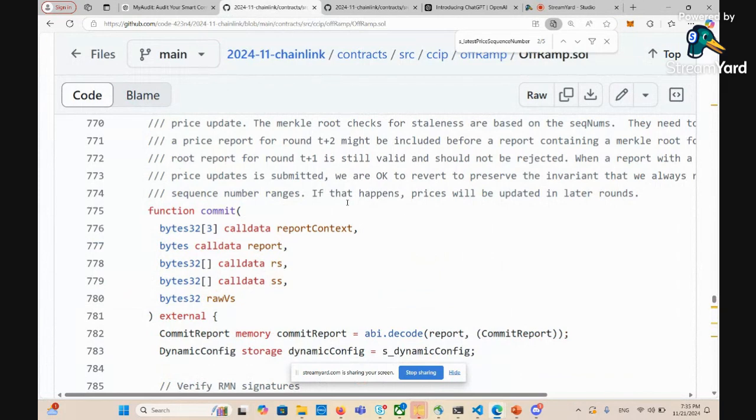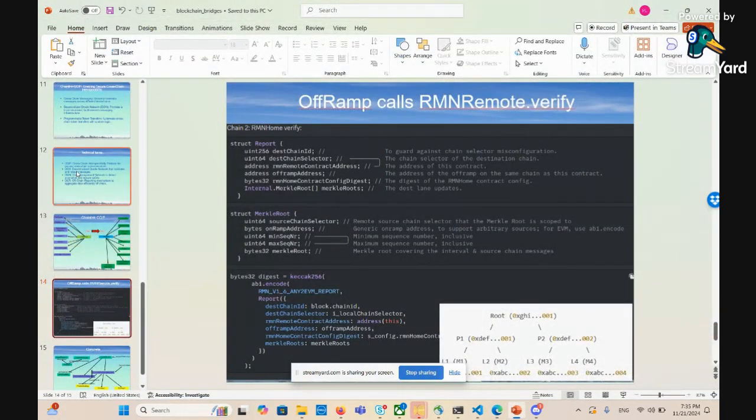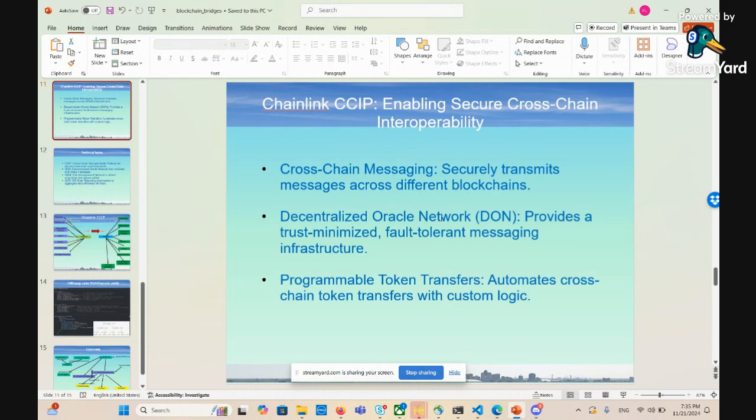Good afternoon, everyone. Today we are going to continue to talk about the Chainlink CCIP, which stands for Cross-Chain Interoperability Protocol. It's a protocol for cross-chain messaging and token transfer.